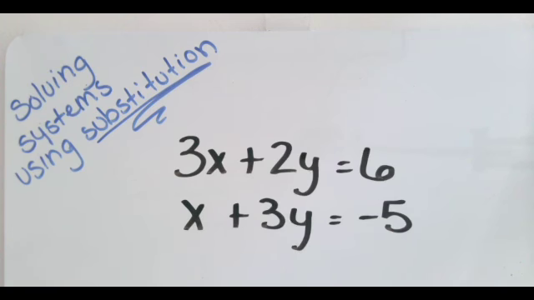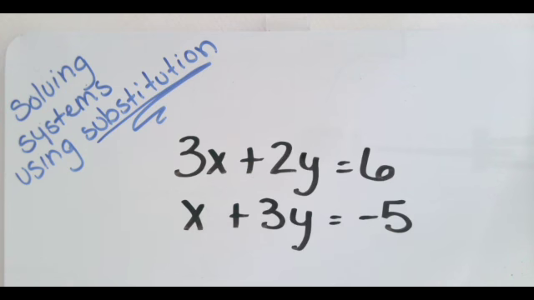So the first example that I'm going to show you is using the substitution method. One of the tricky things about solving systems is that there are so many different methods that you can use to solve, and you have to pick which one will work best. They're usually set up, especially on the regents, to be solved a certain way. So how do I know this one is set up for substitution?